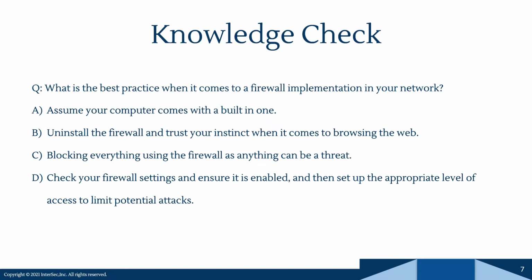Let's take a step back and see your knowledge and understanding of this practice so far. The question is, what is the best practice when it comes to a firewall implementation in your network? Is it A, assume your computer comes with a built-in one, don't do anything about it. B, uninstall the firewall and trust your instinct when it comes to browsing the web. Is it C, blocking everything using the firewall as anything can be a threat? Or is it D, check your firewall settings and ensure it is enabled and then set up the appropriate level of access to limit potential attacks? I hope you picked D, as that's the correct answer. Let's move forward.